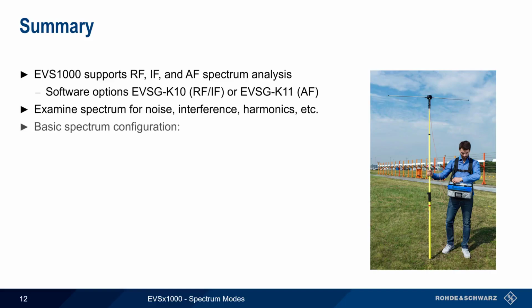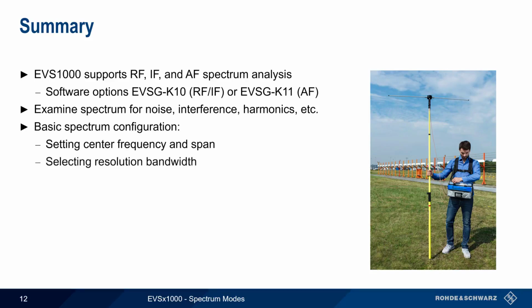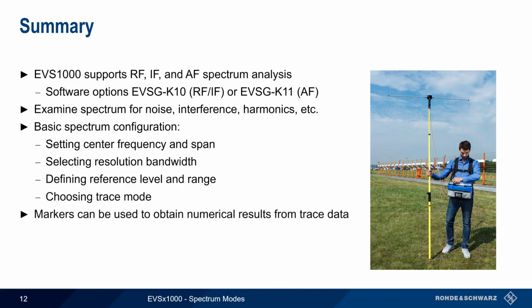There are four basic steps in configuring any spectrum analysis mode. The first is setting the center frequency and span, or the start and stop frequencies. Next, an appropriate resolution bandwidth should be chosen. The reference level and range should be configured so that both the peak signal amplitude and the noise floor are visible on the display, and different trace modes can be selected if needed. In addition, markers can be placed on the trace to obtain precise numerical results.